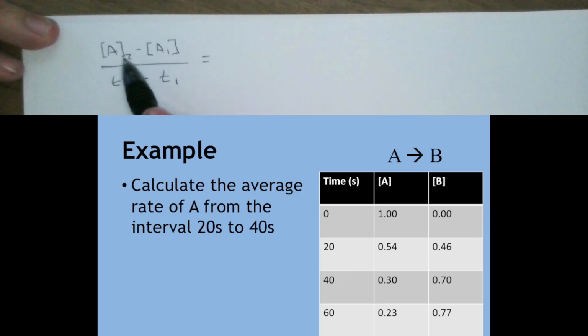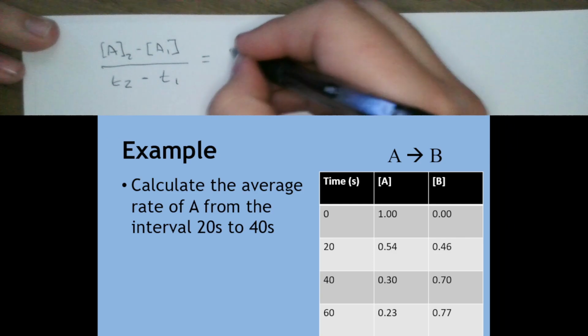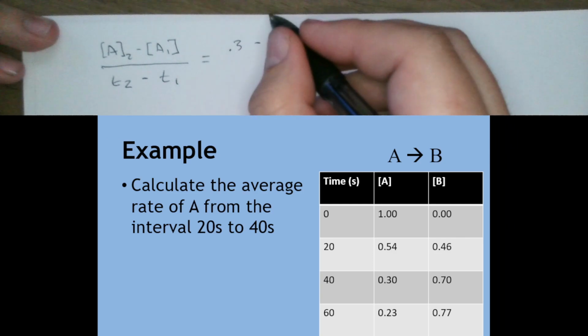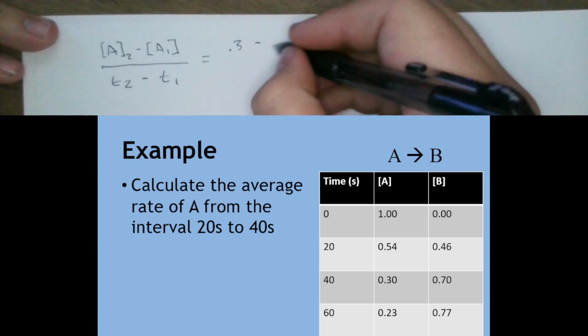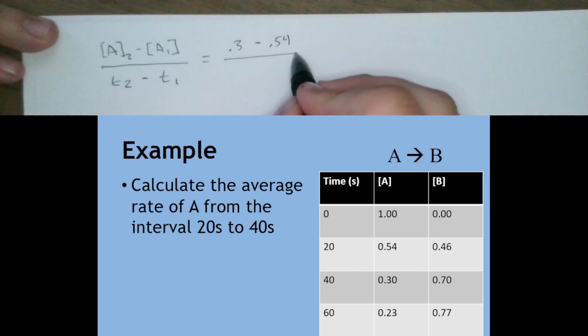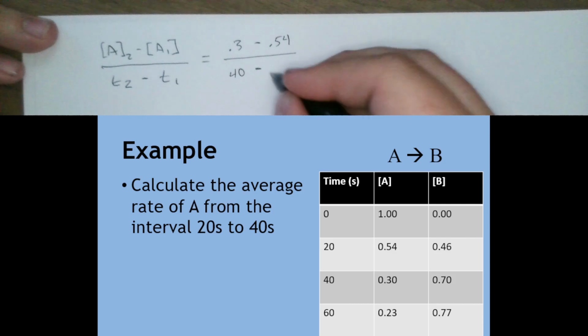Now A2 is going to be our second concentration, so that's going to be our concentration at 40 seconds. I'm going to go to my table, and that is 0.3, minus A1, my concentration at 20 seconds, which is 0.54. So 0.3 minus 0.54, divided by time 2, 40, minus time 1, 20.